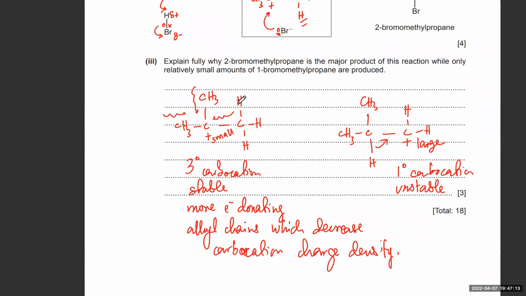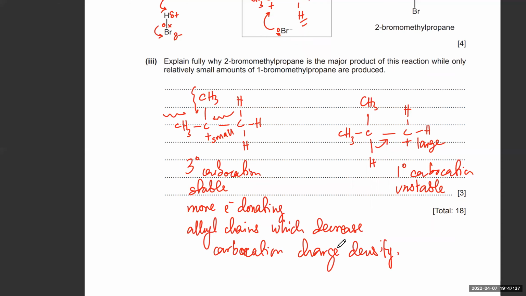So that's the explanation, and these are the words that you're going to write. Whenever this is asked, a 3 degree carbocation tends to be stable. Why? Because it has more electron donating alkyl chains, which decrease carbocation charge density. That's it. No other stories need to be written. Okay. Is that clear? Yes, sir.